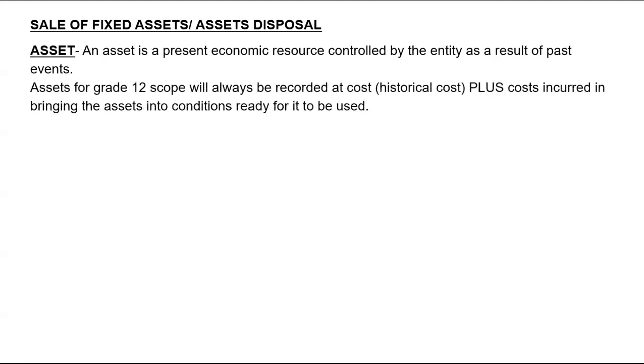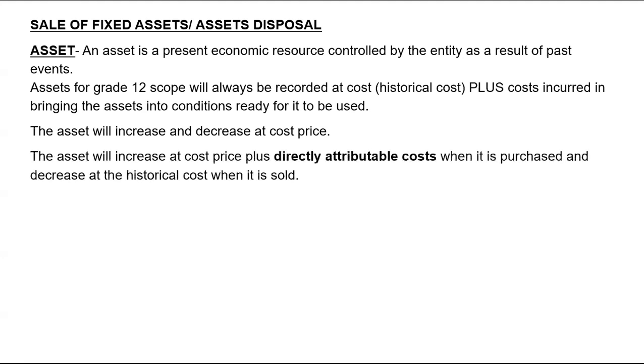Now, for grade 12, please note that assets are always recorded at cost, which is the historical cost plus cost incurred in bringing the assets into conditions ready for it to be used. The asset will increase and decrease at cost price. I want you to highlight that, because it's very, very important. The asset will increase at cost price plus any directly attributable cost when it is purchased, and decrease at historical cost when it is sold.